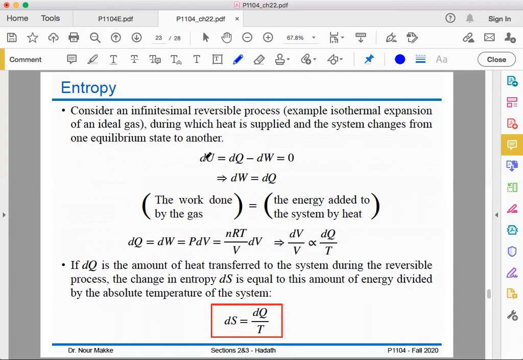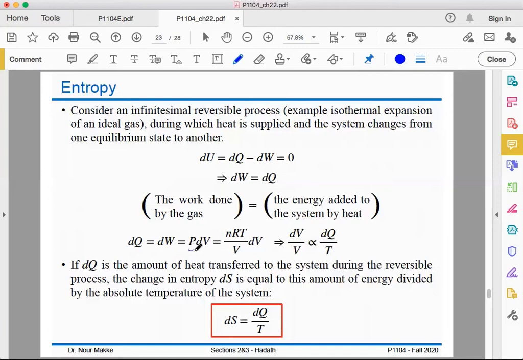So we know that the internal energy in this case does not change, because dU depends on temperature in the case of an ideal gas. And if there is no change in temperature, then there is no change in the internal energy as well. So applying the first law of thermodynamics, dU equals dQ minus dW, we end up with dW equal to dQ. So the work done by the gas is equal to the energy added to the system by heat. We are looking for dQ in this case, but we know how much is dW.